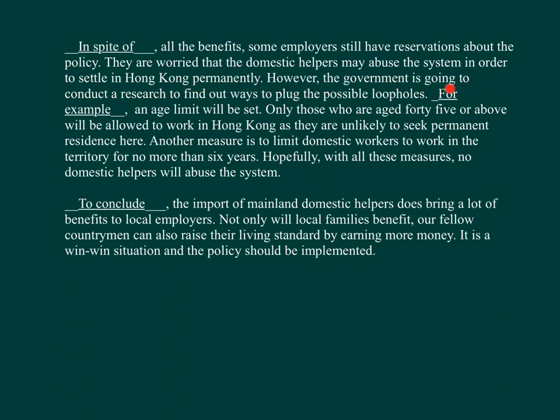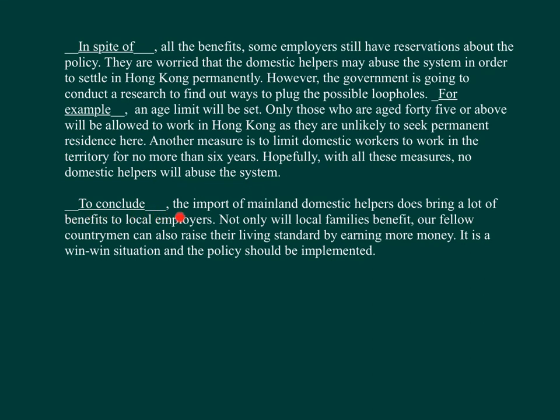However, the government is going to conduct research to find out ways to plug the possible loopholes. For example, an age limit will be set. Only those who are aged 45 or above will be allowed to work in Hong Kong, as they are unlikely to seek permanent residence here. Another measure is to limit domestic workers to work in the territory for no more than 6 years. Hopefully, with all these measures, no domestic helpers will abuse the system.